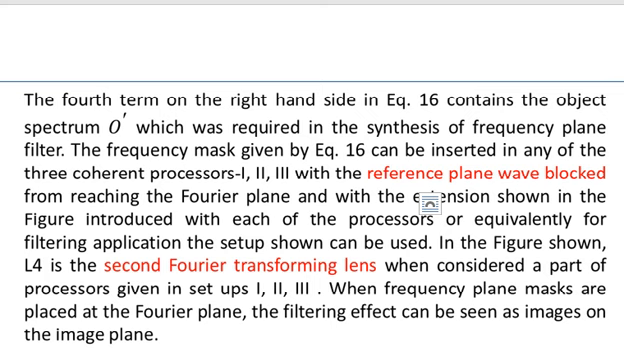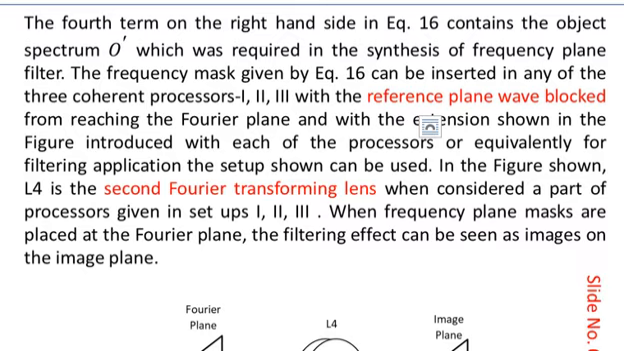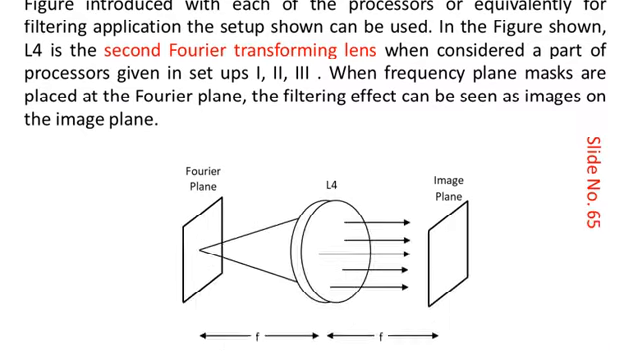The frequency mask given by equation number 16 can be inserted in any of the three coherent processors 1, 2 or 3, with the reference plane wave blocked from reaching the Fourier plane.